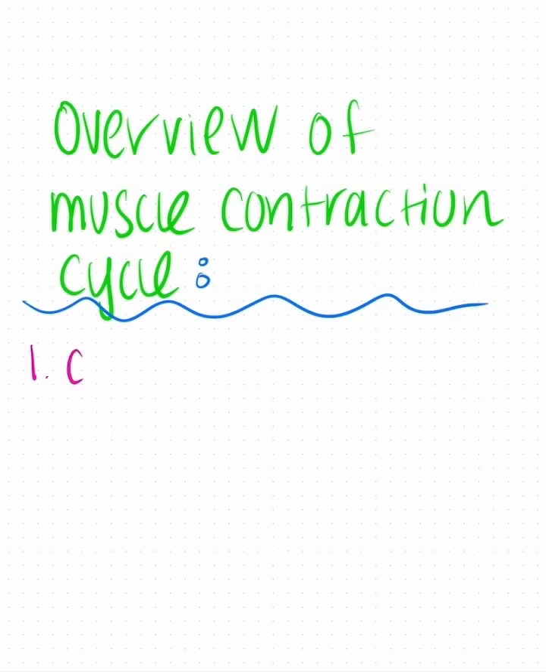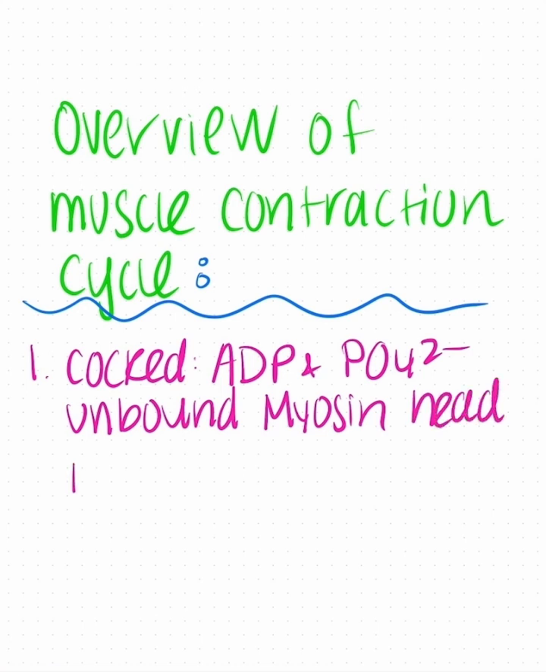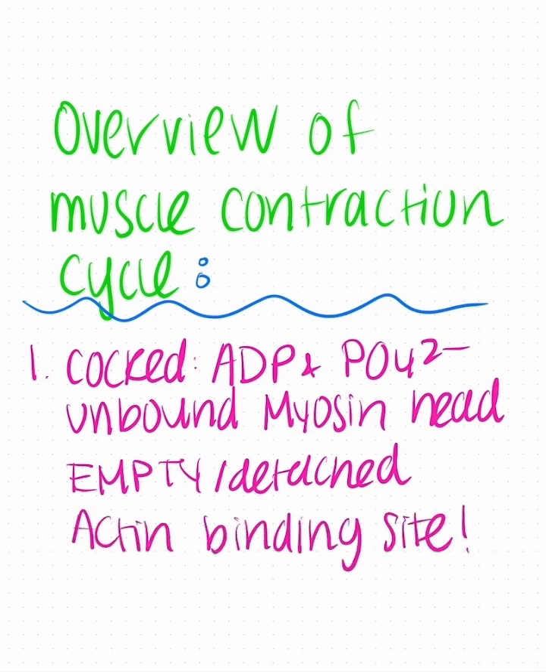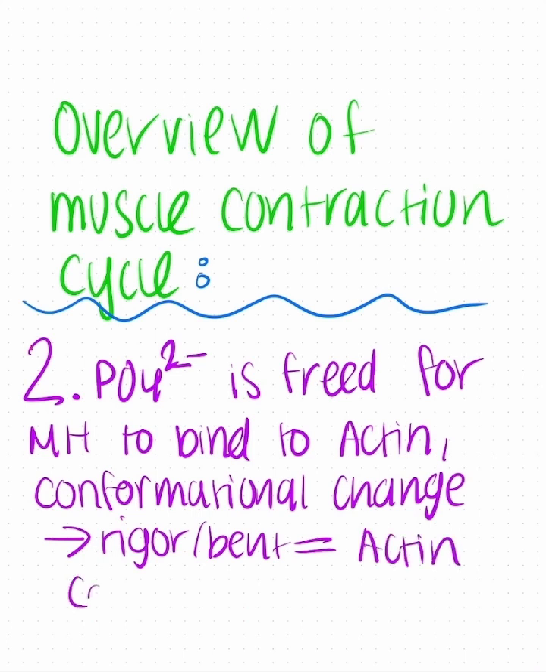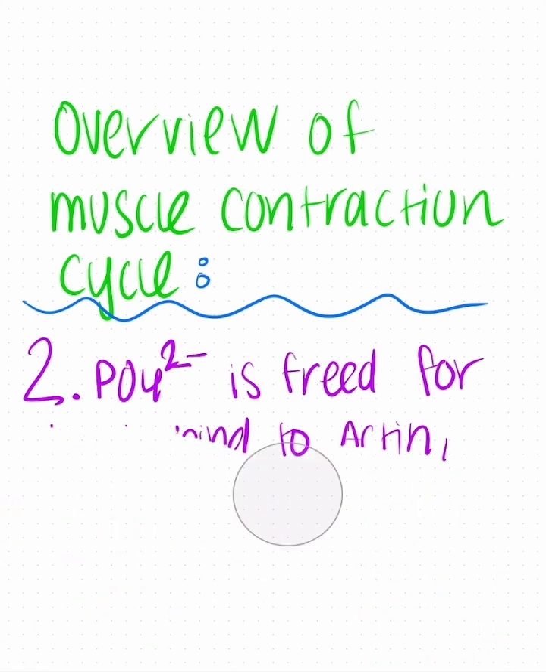Now let's put everything we just learned into words. At first, the myosin head is cocked, with ADP and phosphate groups attached. It is unbound to the actin. And because the tropomyosin is no longer there because of the presence of calcium, it is ready to contract. So, as they are binding, the phosphate group is freed, and the head is able to bind and change into a rigor or bent shape, and this causes the ADP to also leave.